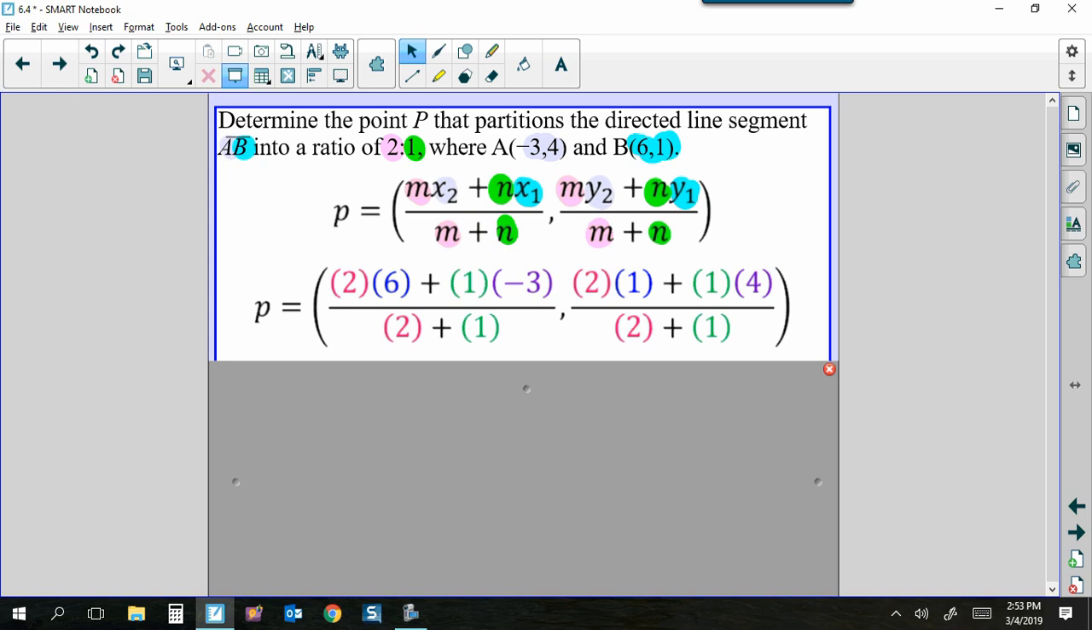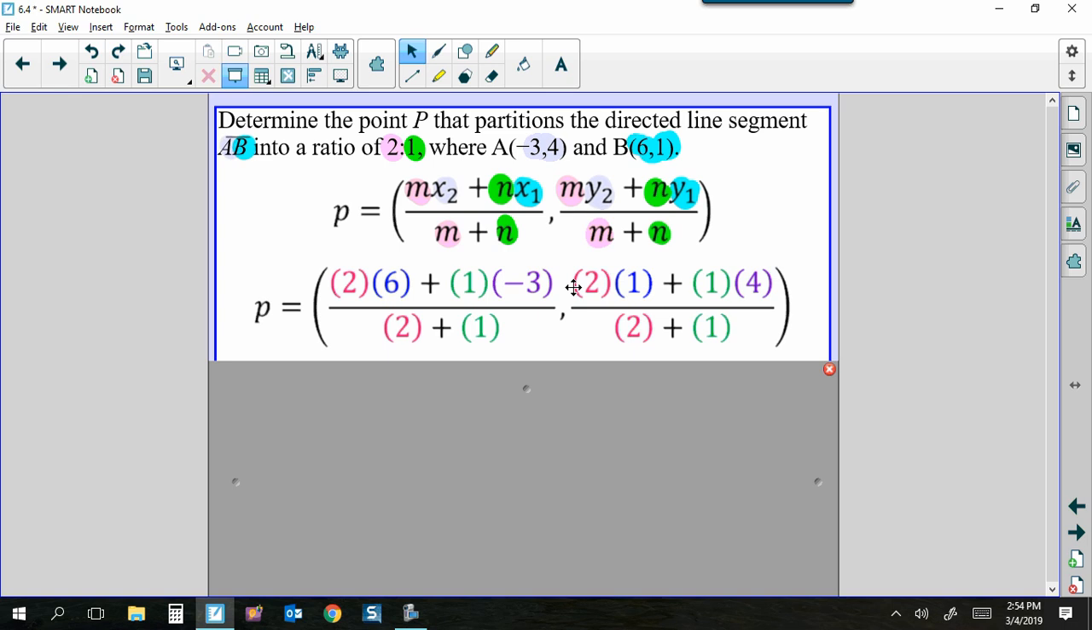There we go. So I plugged in my M's, you can see in pink. So the 2 is our M. You can see I have that in those 4 places. 1 is our N value, so you can see I have it in those 4 places. And then 6, 1 is our X2, Y2, and negative 3, 4 is our X1, Y1. After you've done that, you're literally just going to start simplifying. Know your order of operations.